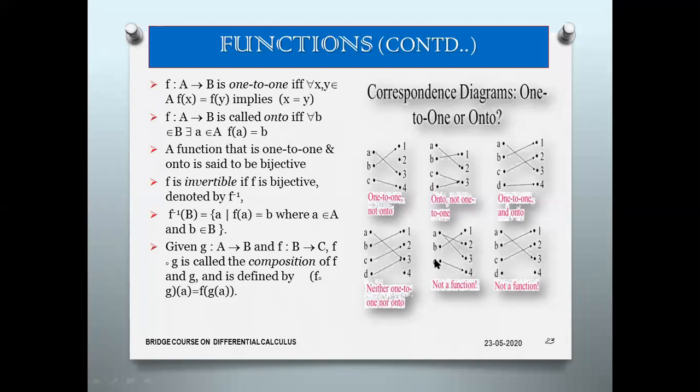And look at this example. This is not a function at all. Why? Because A has got 2 images. That is not allowed. That is why, when we are defining the function, we use the words exactly one image. That is, A is mapped onto exactly one element. So all the domain elements should be mapped onto exactly one element in the codomain. Otherwise it is not a function.